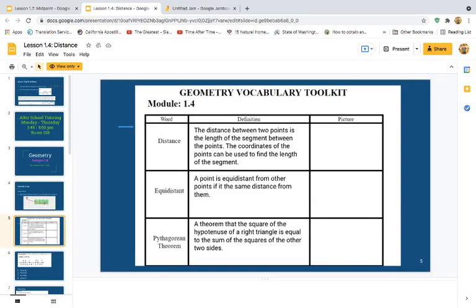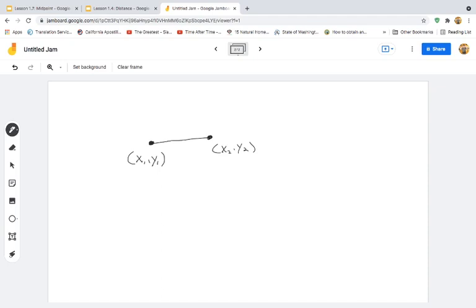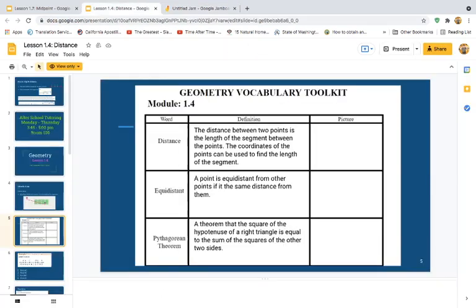That's the second sentence of this definition. The coordinates of the points can be used to find the length of the segment. So the coordinates of the points, the x's and y's, can actually be used to find the distance between them. And that's all today's lesson is about.